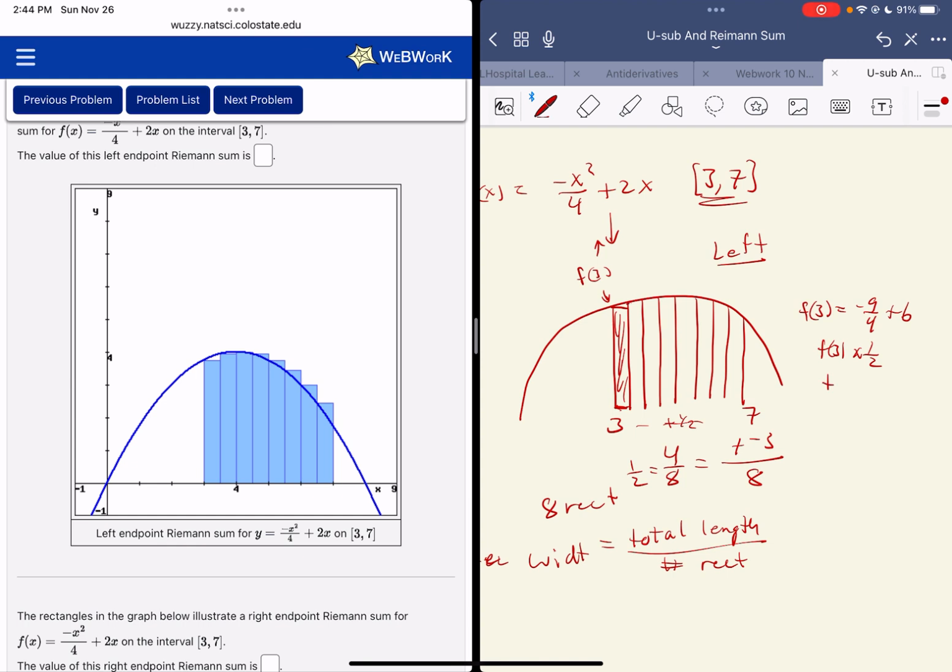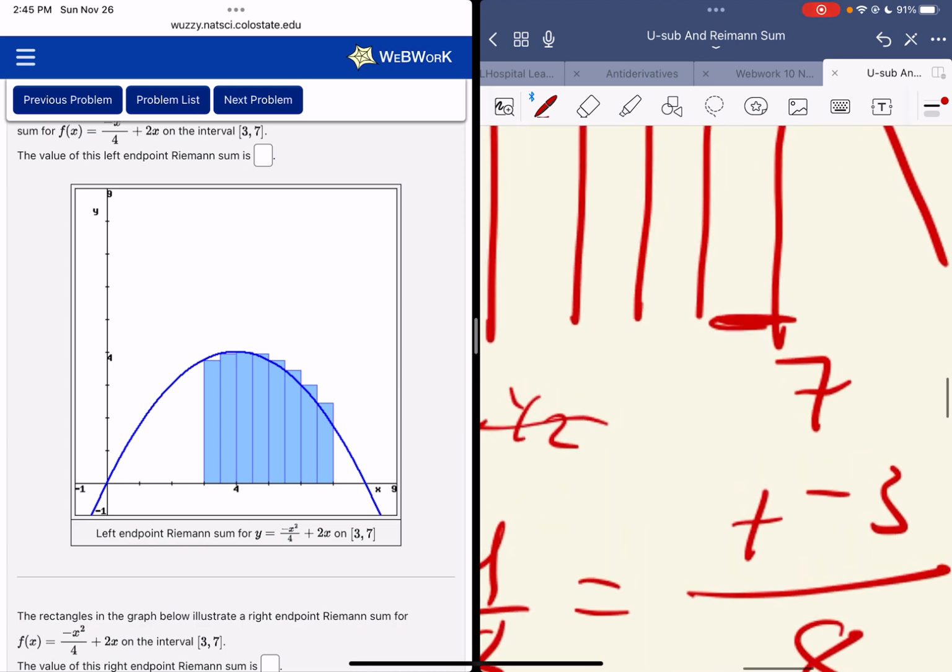Next area, well, it's f of 3.5, because that's going to be the next x value we care about, 3.5. That's the height of our rectangle. The width is 1/2, and that'll give us this next thing. And so you're going to continue this pattern, f of 4 times 1/2, f of 4.5 times 1/2, and so on and so on.